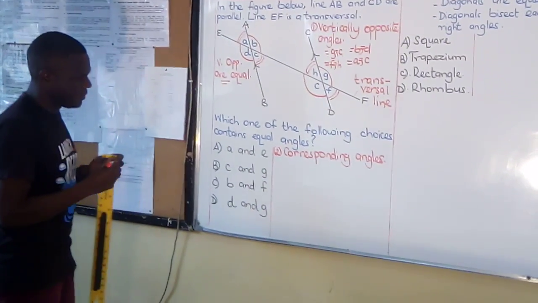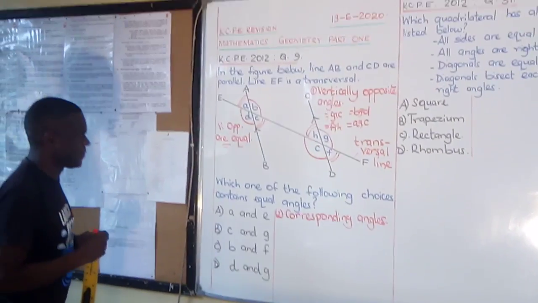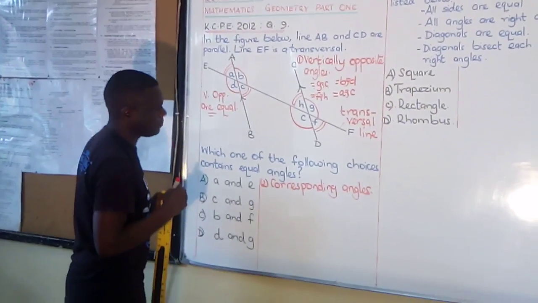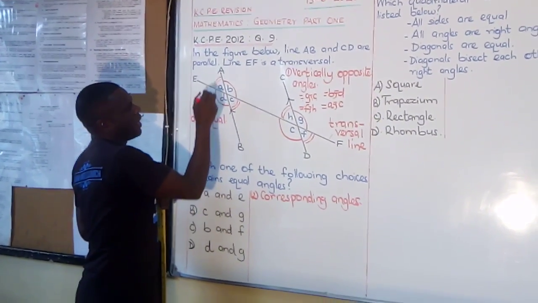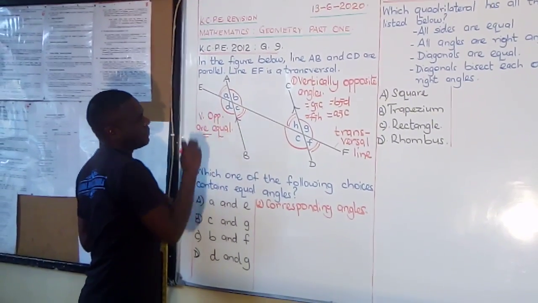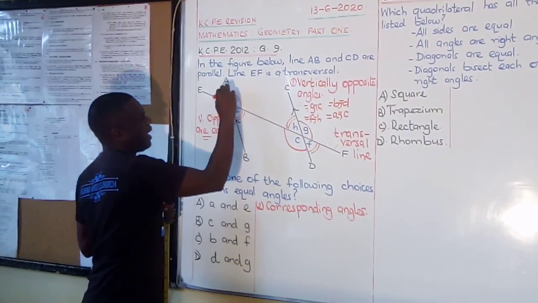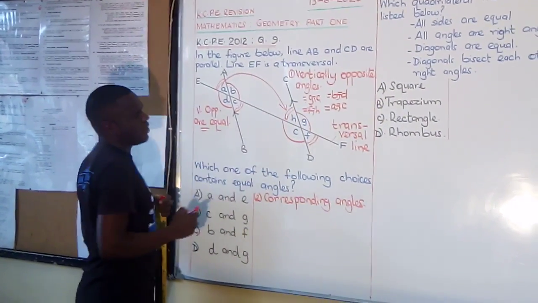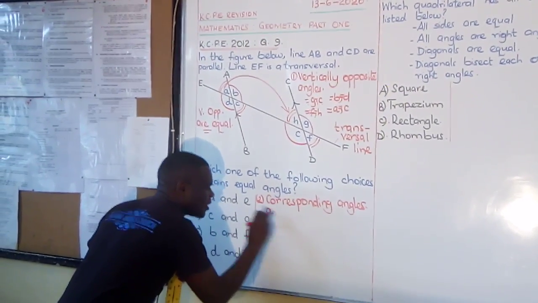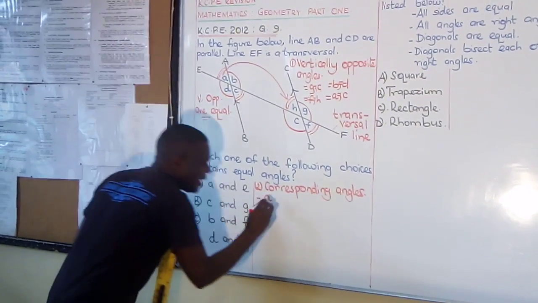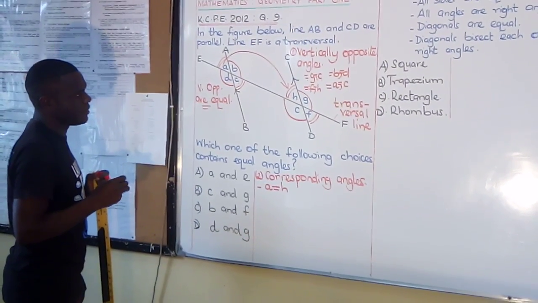How do we identify corresponding angles? Now, back to our diagram. Let's begin with A. A corresponds with H. Look at that. That's corresponding. So A corresponds with H. That means A is equal to H. We understand that?